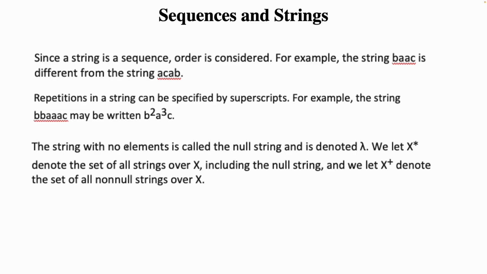Okay. A string with no elements is called a null string and is denoted by lambda. We let x to the star denote the set of all strings over x, including the null string. We let x plus denote the set of all non-null strings over x. So in other words, x star is the set of all strings plus the null string, and x plus is the set of all strings minus the null string.